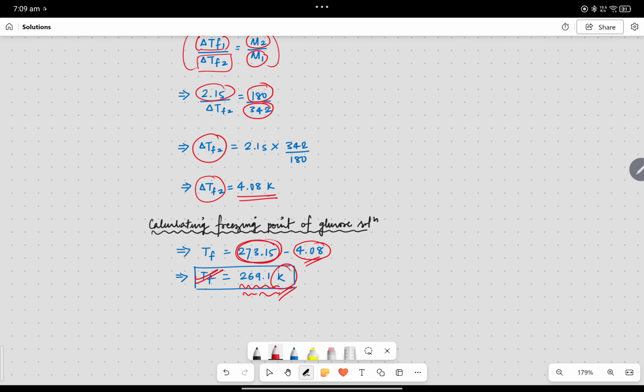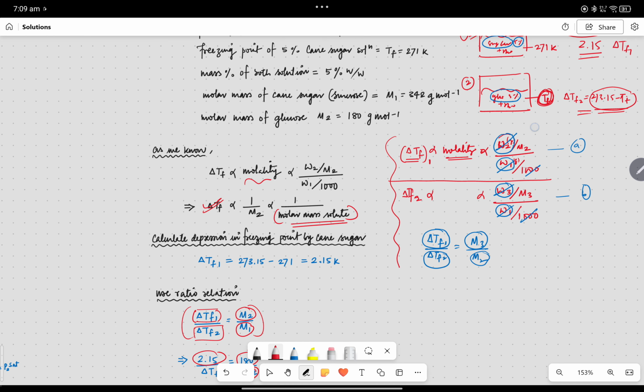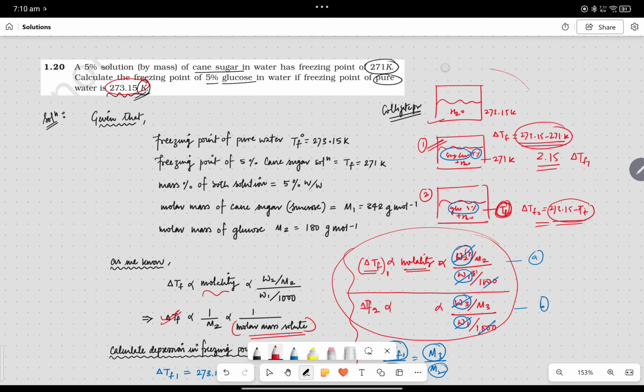Simple. So this is the thing you have to keep in mind, this particular derivation and the concept given here. Once you do that, it will be much easier for you to calculate.